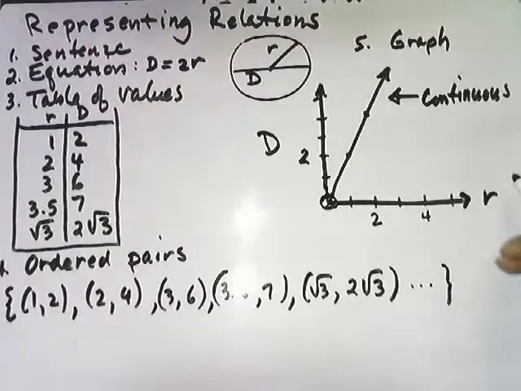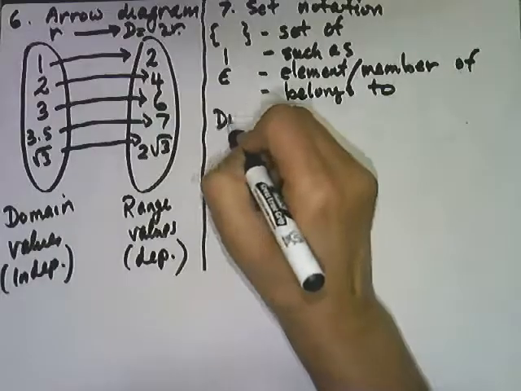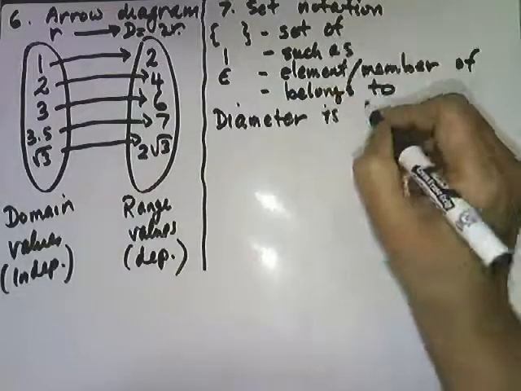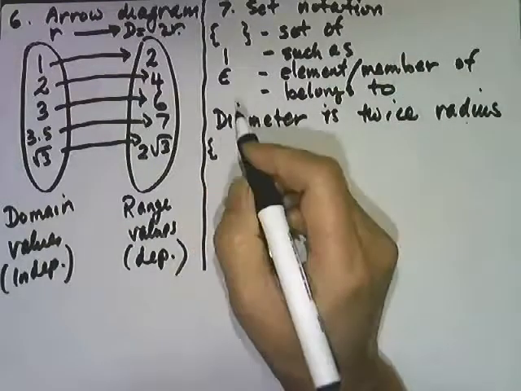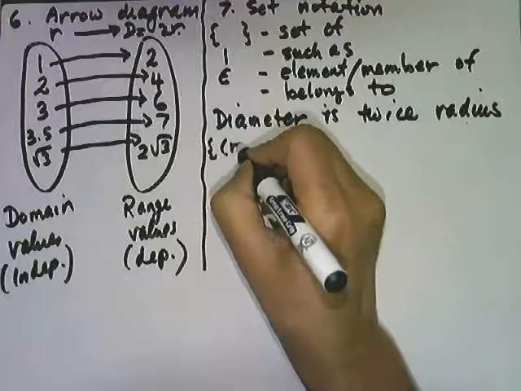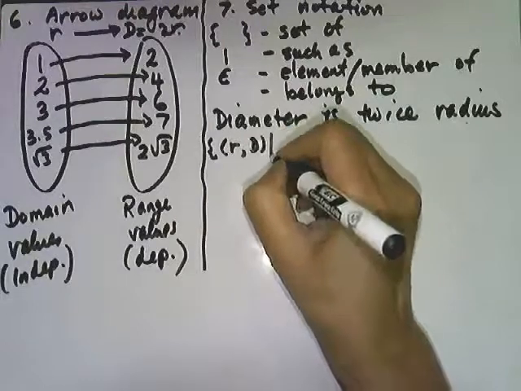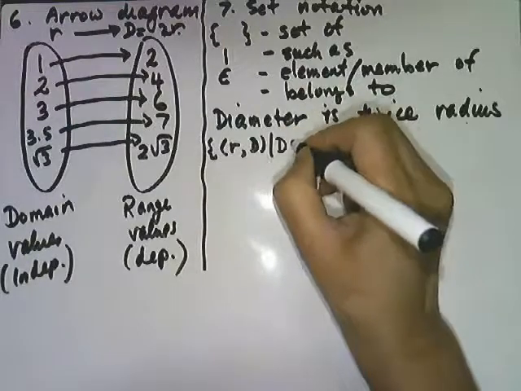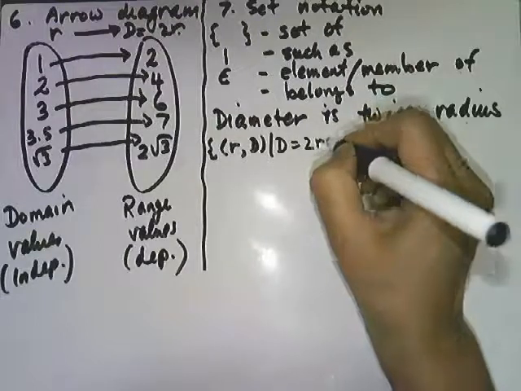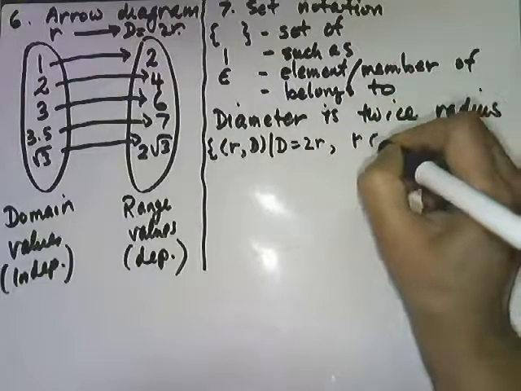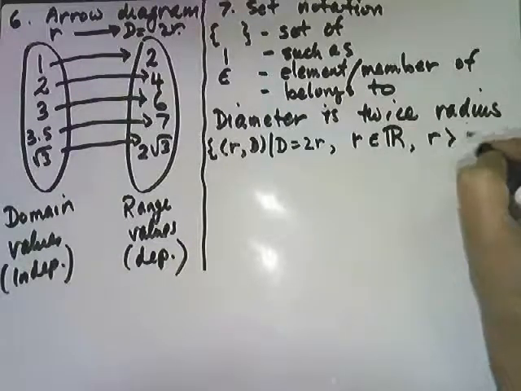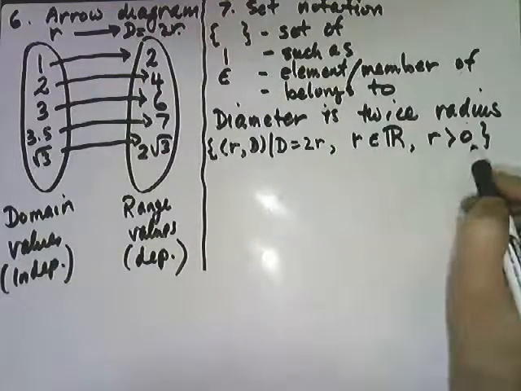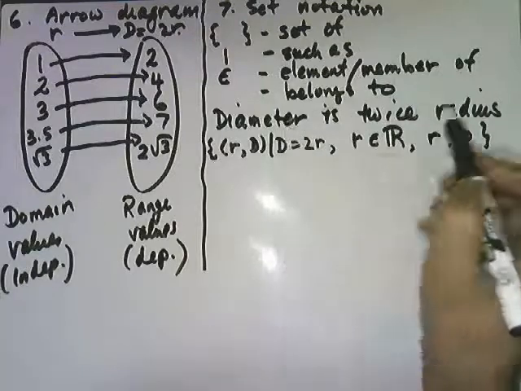How does this look in set notation? Take the sentence, the diameter is twice the radius. Well, here it goes. It's the set of all ordered pairs (r, d) such that the diameter is 2 times the radius, the radius is an element of the set of real numbers, and the radius is greater than 0. And this is set notation for the diameter is twice the radius.